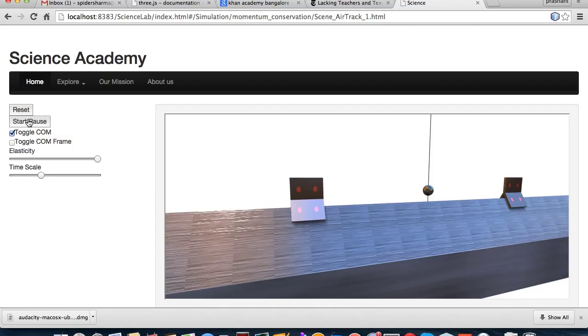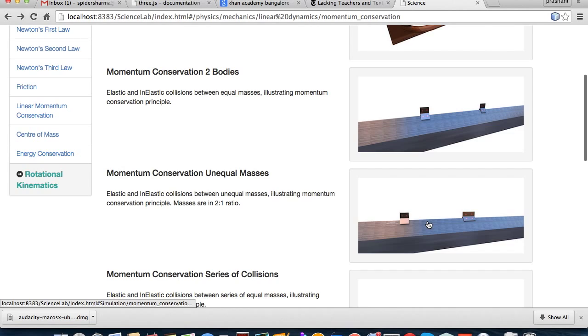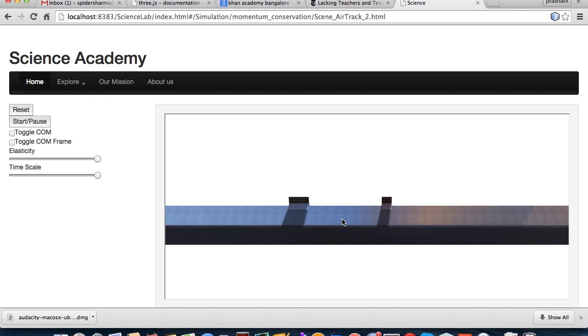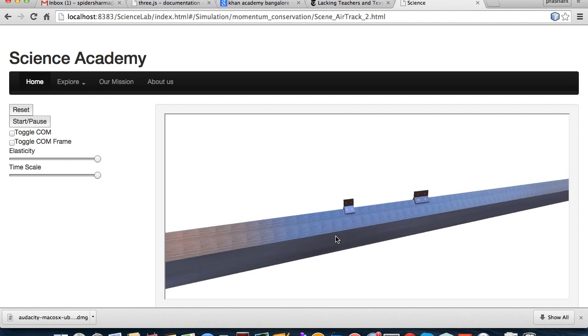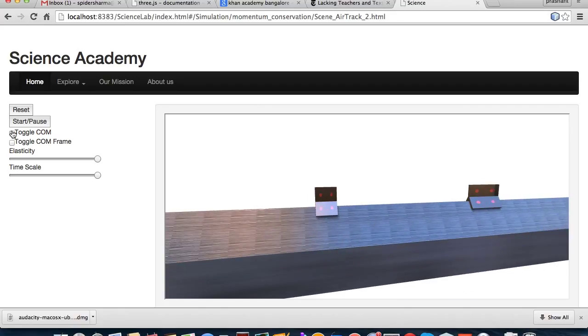But in this case you see that center of mass is moving with the constant velocity, and even after the collision it moves with the constant velocity. Let's see more examples. Our previous example of collision between unequal masses. See the center of mass, it moves with a constant velocity. After the collision, momentum is conserved.